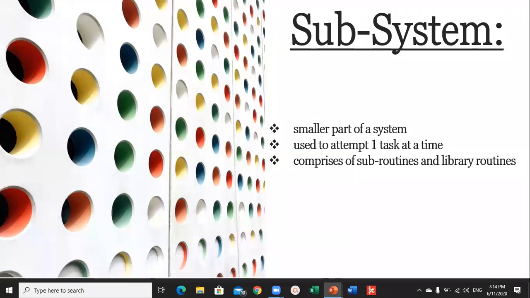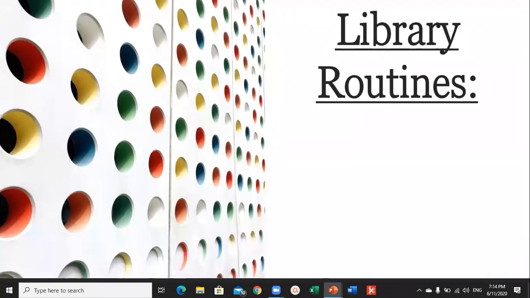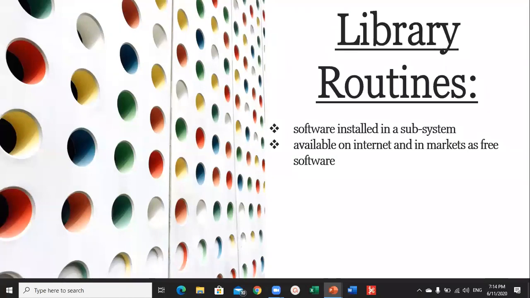A subsystem comprises subroutines and library routines. These are the two basic types of software present inside a subsystem: number one, subroutines, and number two, library routines. What are library routines actually? Library routines are software installed in a subsystem, available on the internet and in markets as free software. These are available freely in online markets and in local markets.